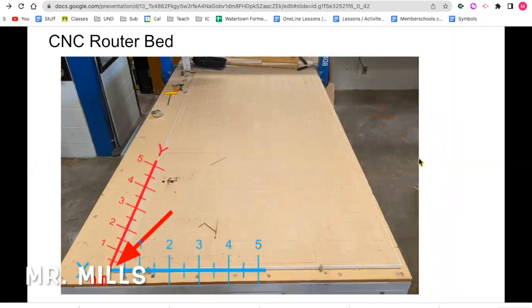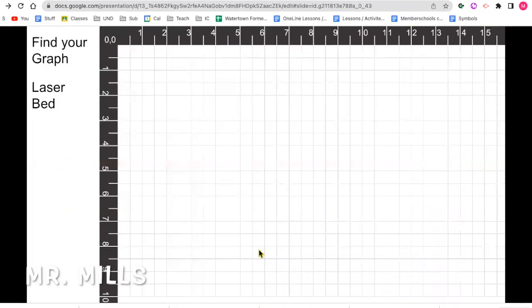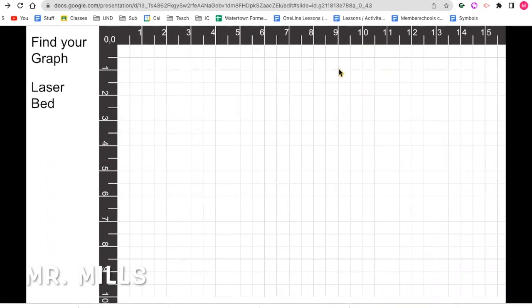And you can see there, if we superimpose that over there, that's where our XY would be. Okay, so your graph paper, you should have a piece of graph paper provided for you. And this graph paper, what I want you to do is think of it as the laser engraver bed. This whole paper represents the whole laser engraver field.